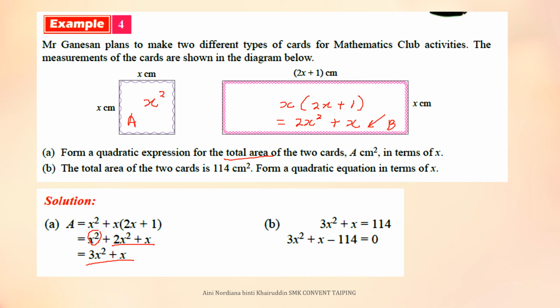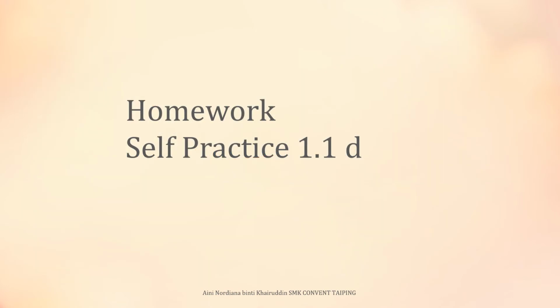Question B, the total area of the two cards is 144. Form a quadratic equation in terms of x. As I mentioned earlier, the quadratic equation must equal 0. So, the total area of the two cards is 144. Then, rearrange this equation so that we form the standard quadratic form. So this is your homework, self-practice 1.1D.